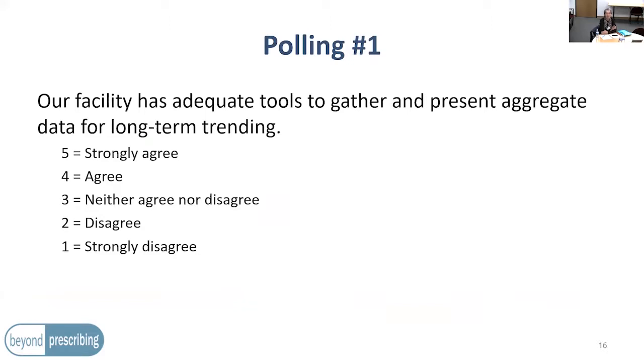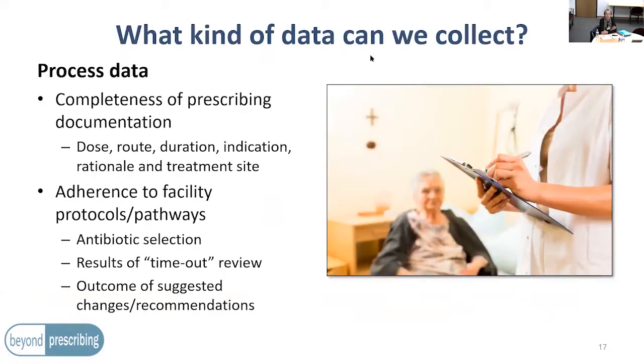So let's see. So what kind of data can we get? We'll talk about some different ways. So process data, we're looking for the completeness of prescribing documentation. As we discussed back in webinar 3, are people following the policy that we have, and that's there in a CMS requirement, for talking about the dose, route, duration, indication, rationale, that usually means treatment versus prophylaxis, and treatment site.